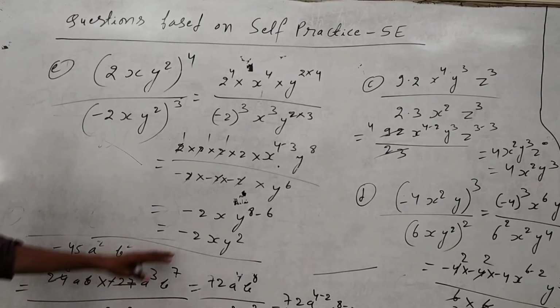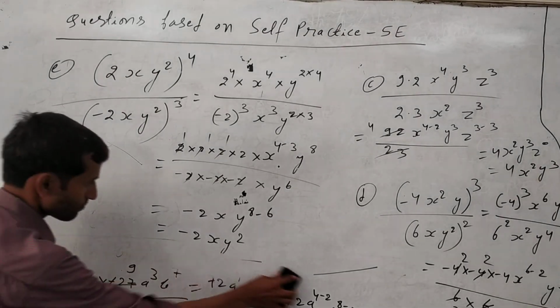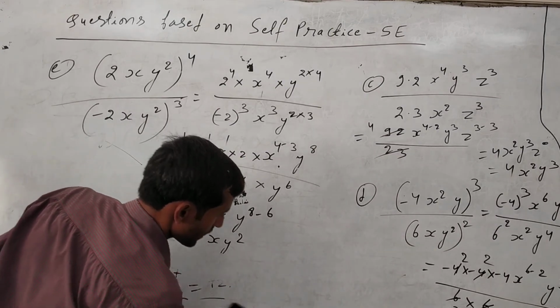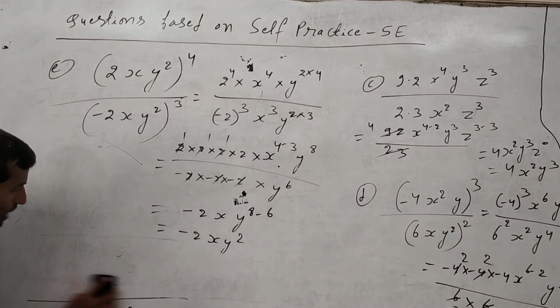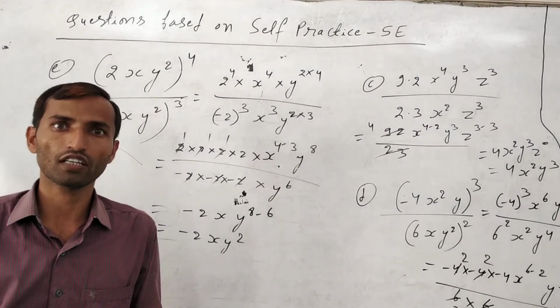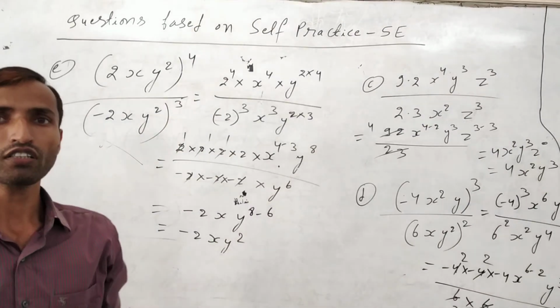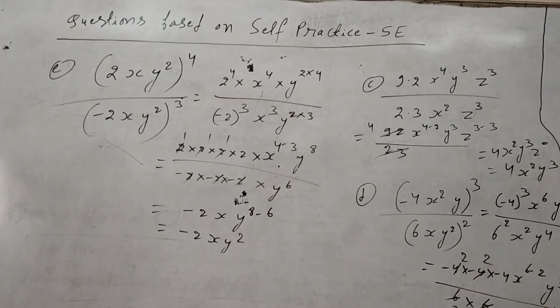Okay, so this is our final answer of this question, E part. Like that we will do in the exercise also. This type of question will come in the exercise, self practice 3, question number 5E, question number 3. We will do the same type of problem. Okay, that's it.